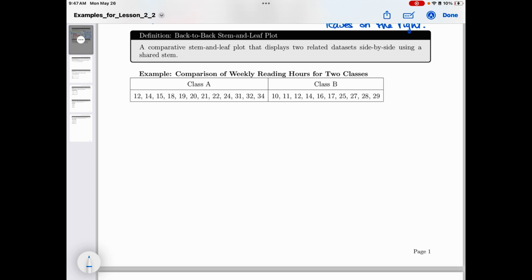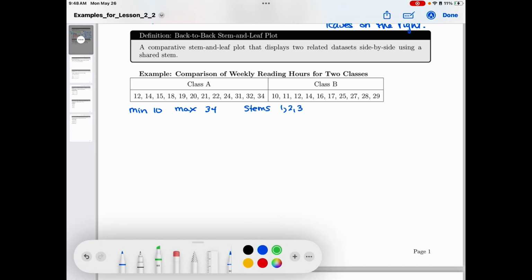So let's take a look at this data set. We have a comparison of weekly reading hours for two classes. We have Class A and Class B. So in both data sets, we have the minimum value of 10, and the maximum is 34. So that means we're going to have stems 1, 2, and 3.